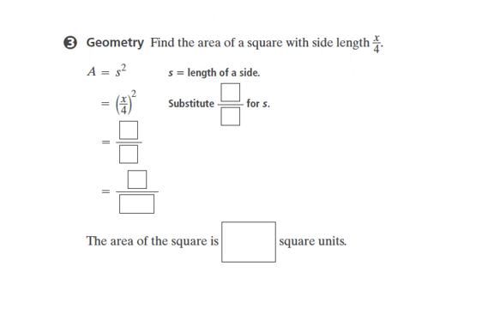For example 3, geometry, find the area of a square with the side length of x over 4. The area of a square is the side squared. So we're going to take x over 4 to the 2nd power. So we take x to the 2nd power over 4 to the 2nd power. X to the 2nd power is x squared, and 4 to the 2nd power is 16. So we end up with the area of a square is x squared over 16 square units.